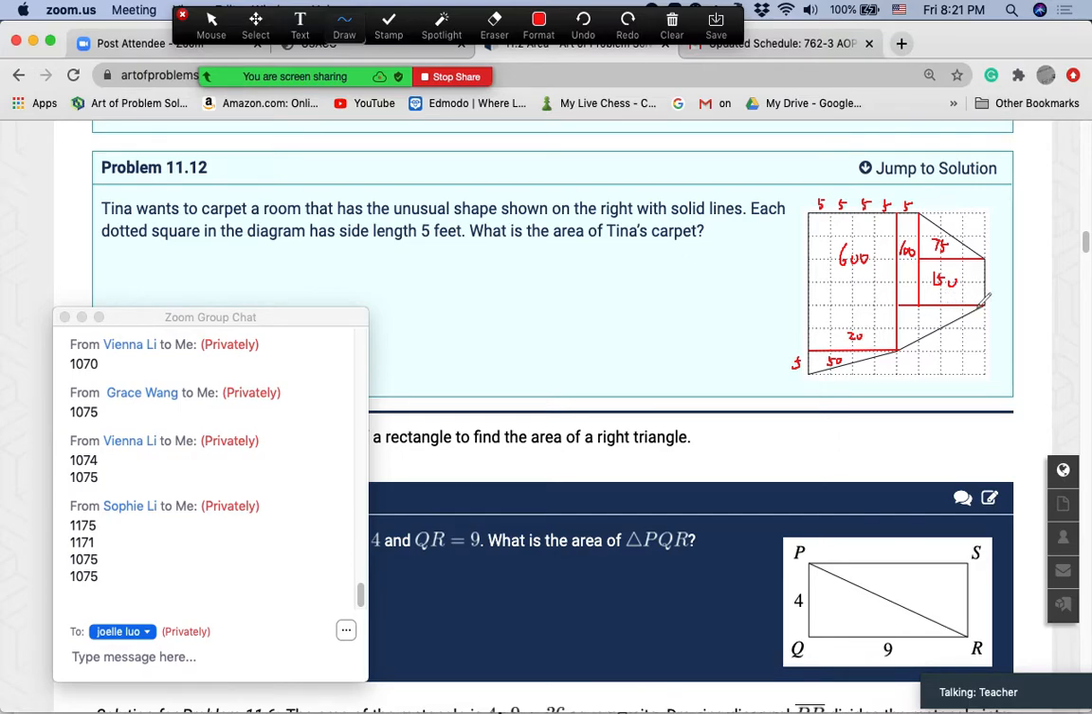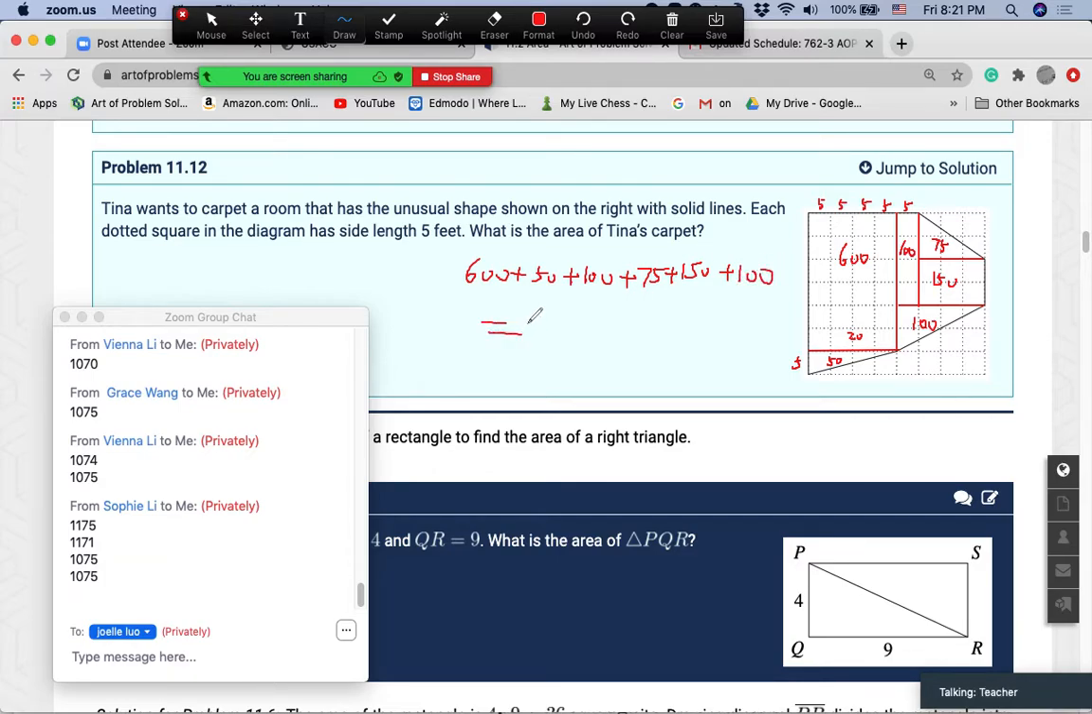That's 20 times 10, then divided by 2. That's 100. Then you add these numbers together. Say 600 plus 50, then plus 100, then plus 75, plus 150, then plus 100.